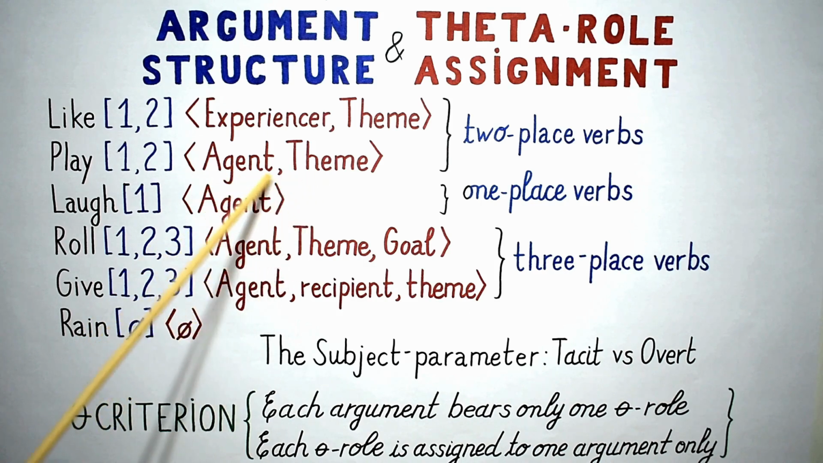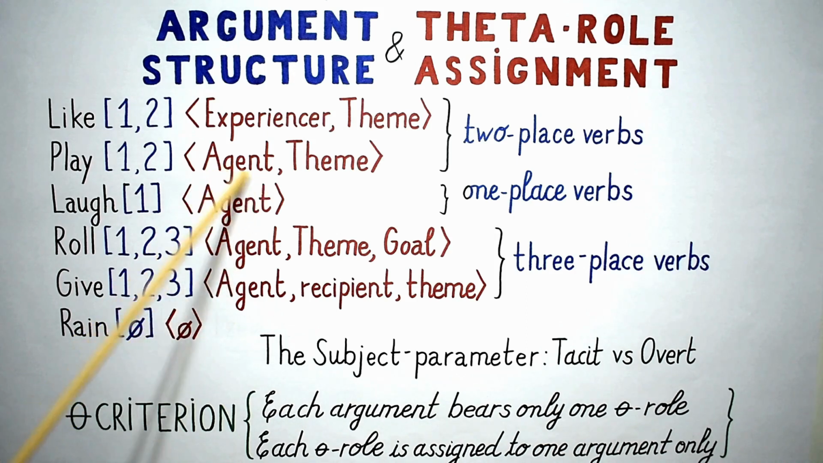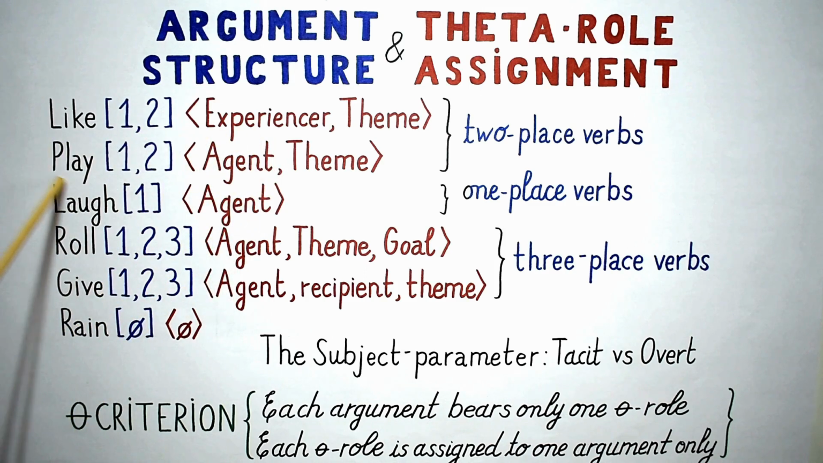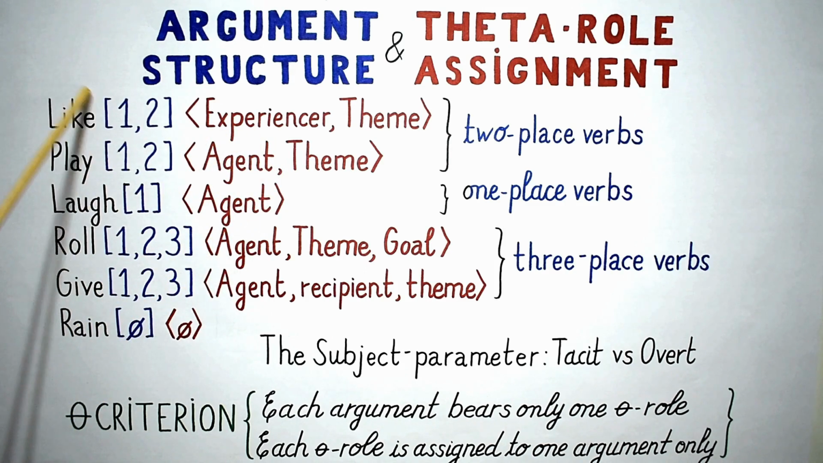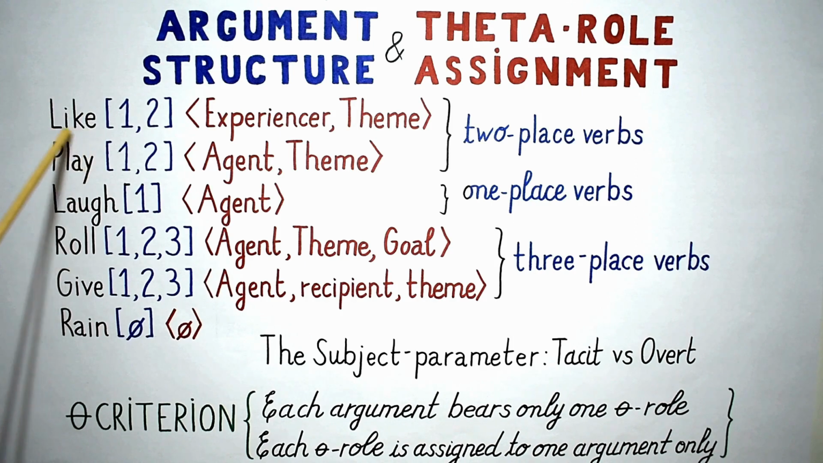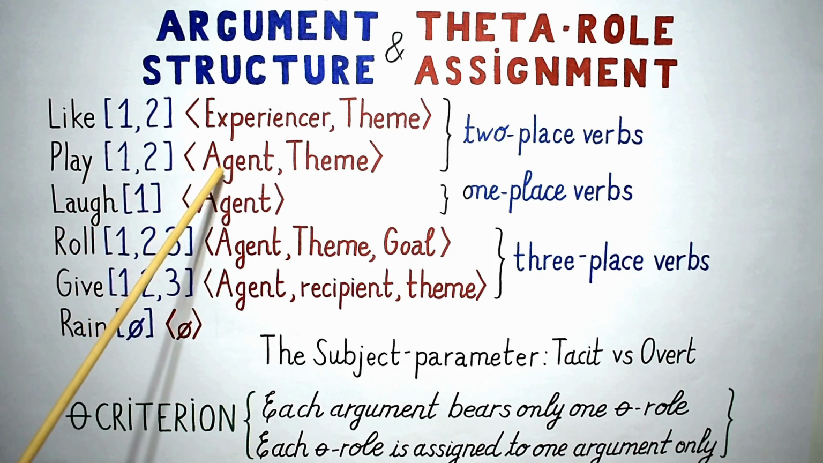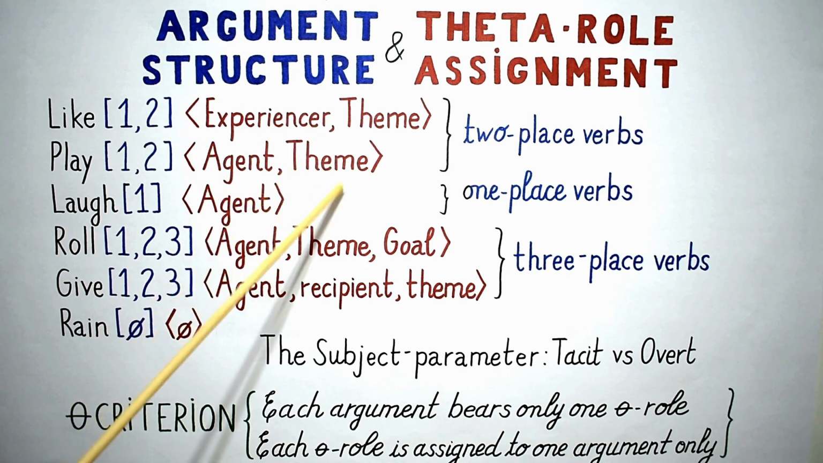At least it's going to be different for the subject. The subject is going to bear the theta role agent, because now, unlike in I like tennis, I am not experiencing some kind of emotion, I am performing an action. So I will be called agent or actor. It is typically called agent, so let's call it agent. The agent is the entity that performs the action of playing tennis, where tennis is again the theme. But still, we have two-place predicates.